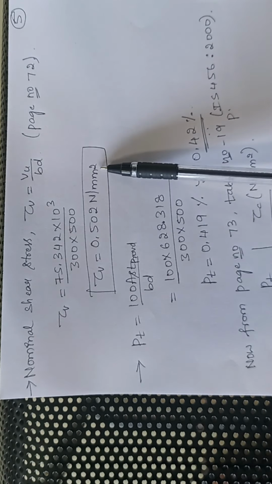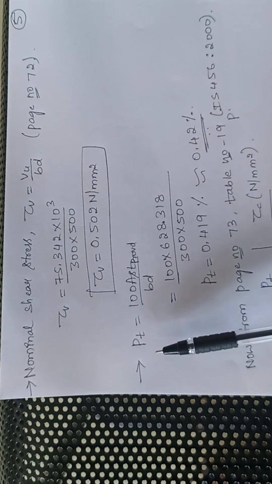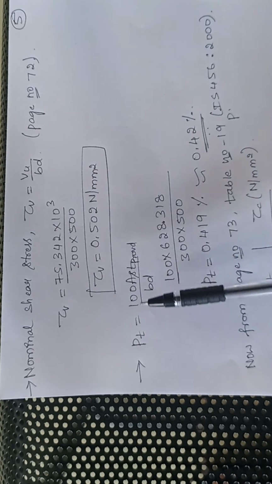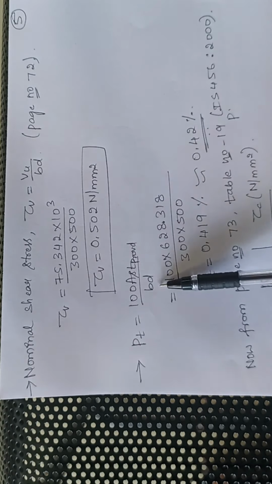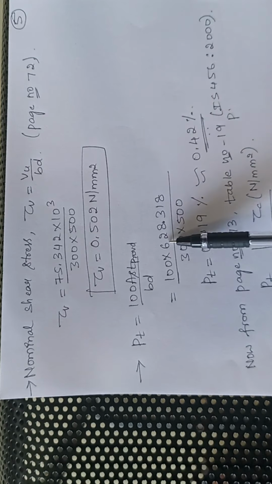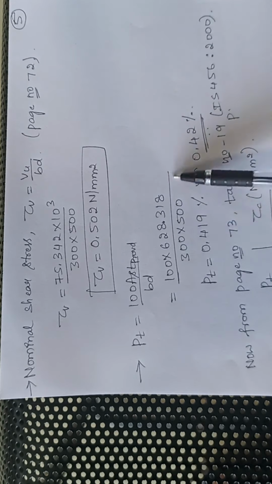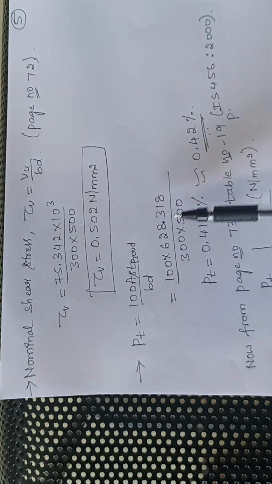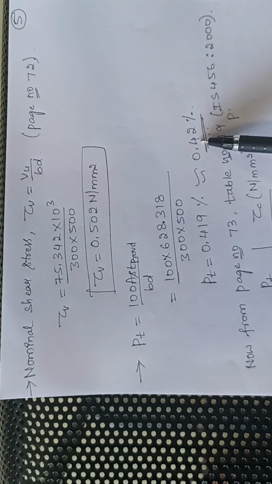Then you find out the percentage steel value from the formula 100 AST divided by BD. Now, we always have to take the AST provided. So the provided AST is about 628.318, that divided by B, which is 300, and D, which is 500. Now on simplifying the whole thing, we will be getting a value of 0.419. Approximately consider it as 0.42%.